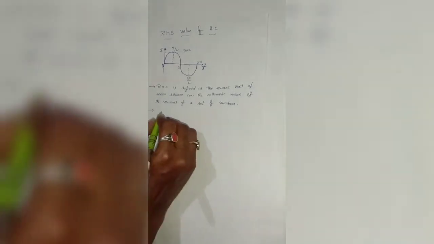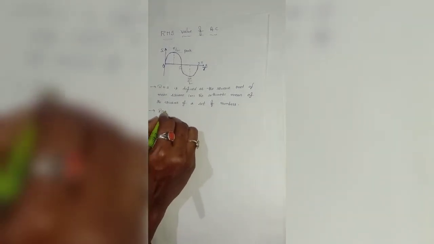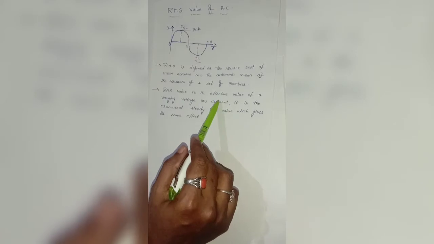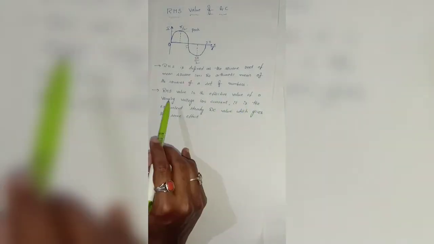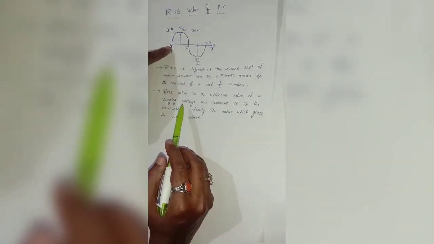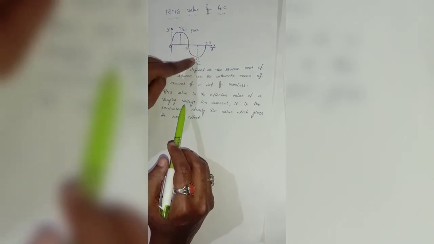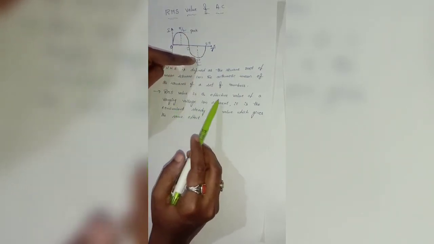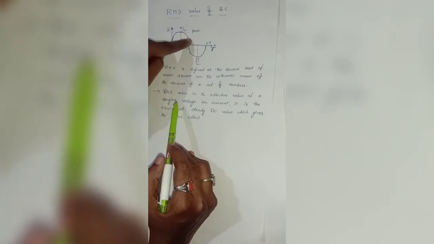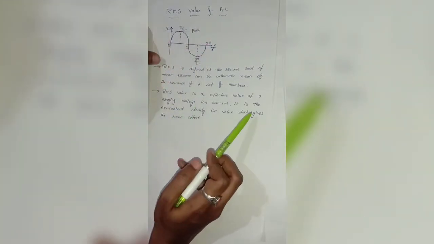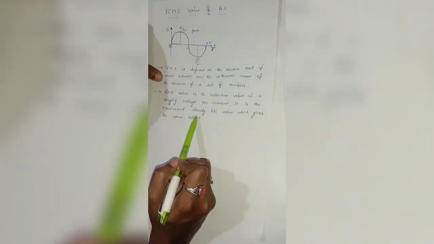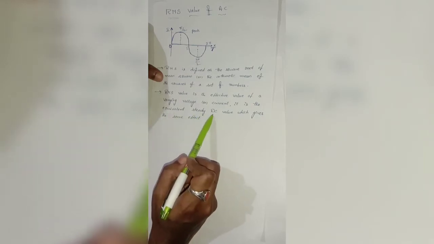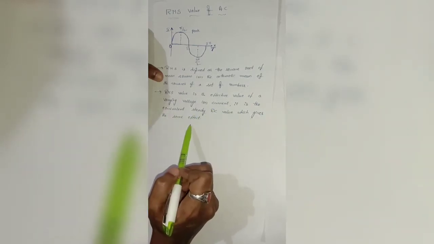RMS value is the effective value. RMS value is the effective value of a varying voltage. When the voltage is changed from maximum peak to negative peak, it is the effective value of varying voltage or current. It is the equivalent steady DC value which gives the same effect.